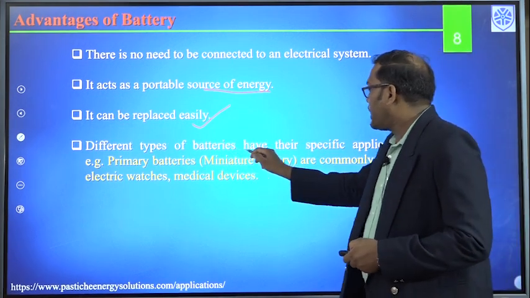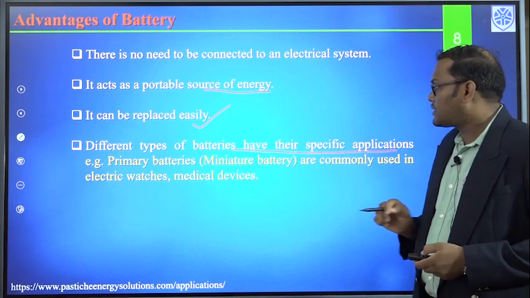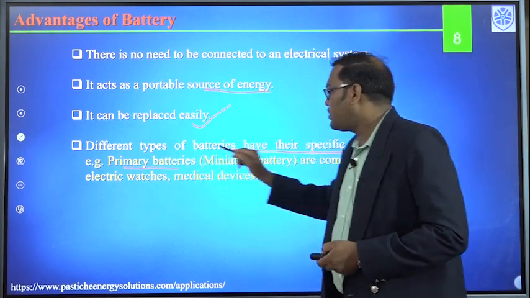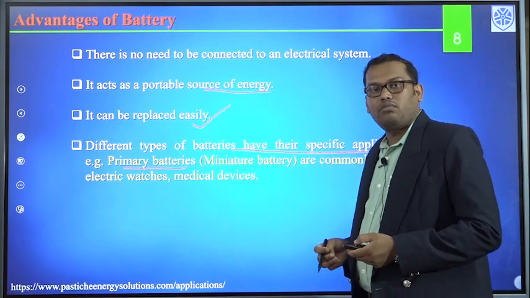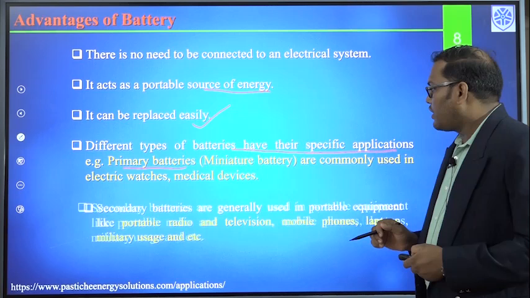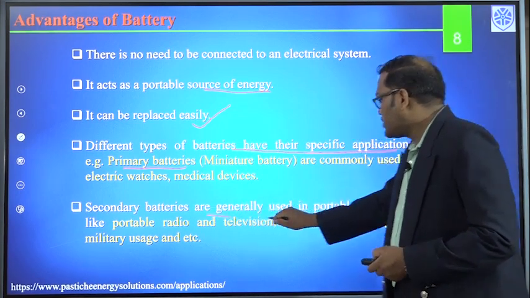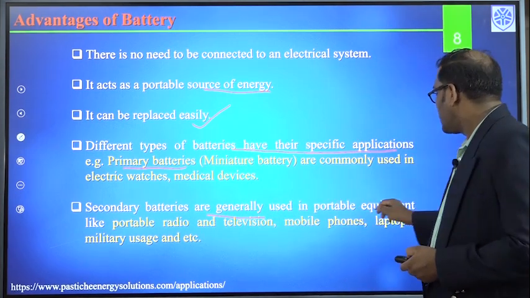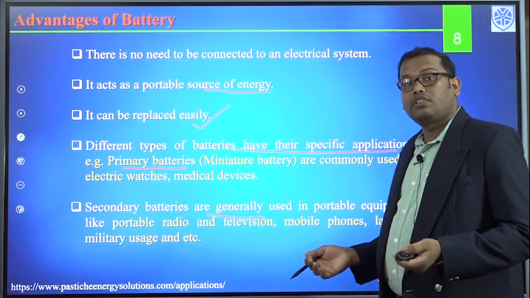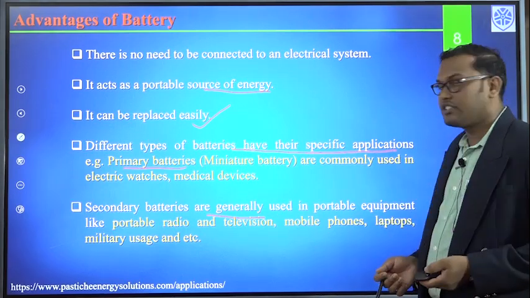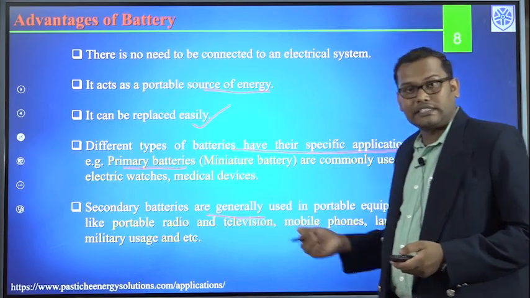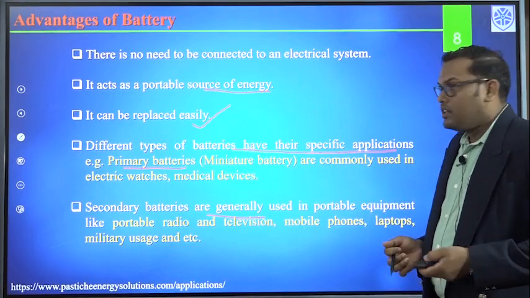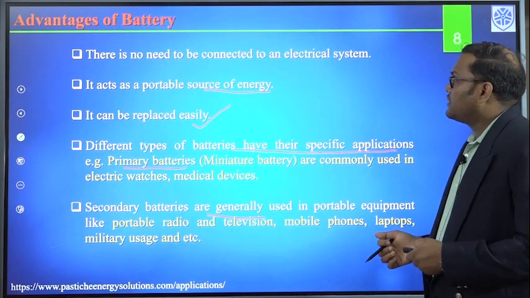And different types of batteries have their specific applications. For example, the primary batteries, which are nothing but the use and throw batteries, are commonly used in electrical watches or medical devices. And secondary batteries, which are rechargeable batteries, are generally used in portable equipment like portable radio, television, mobile phones, laptops, etc. We will be discussing more on primary and secondary, what exactly they are, in terms of the chemistry aspect.